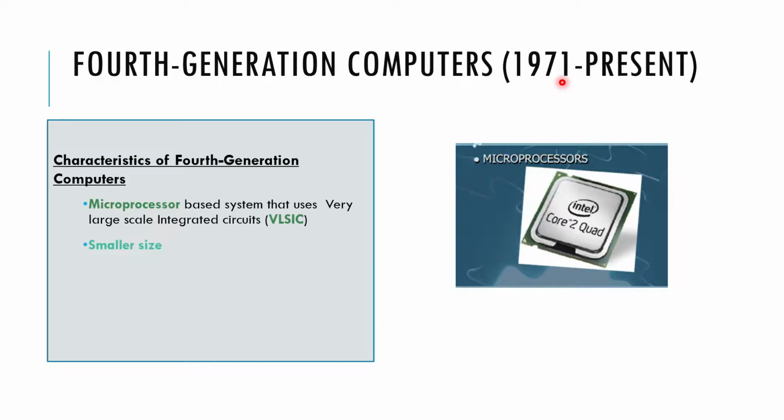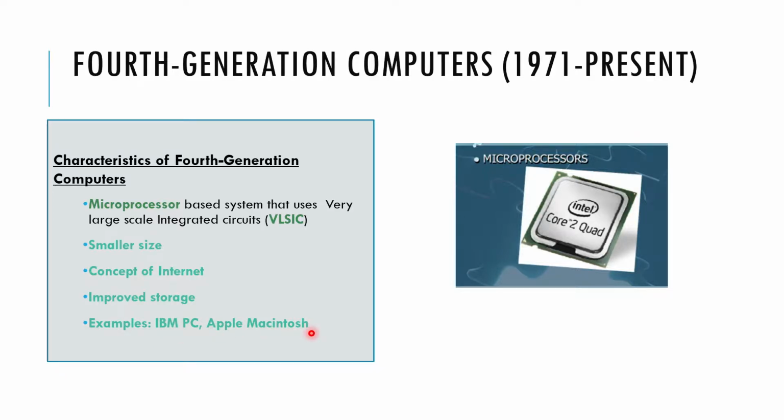Because of the microprocessor, the size was further reduced compared to the previous generation computers. Concept of internet. Now, the computers can be networked together or linked together. So, the concept of internet came into picture during the fourth generation computers. Improved storage compared to the previous generation computers. Examples are IBM PC and Apple Macintosh.